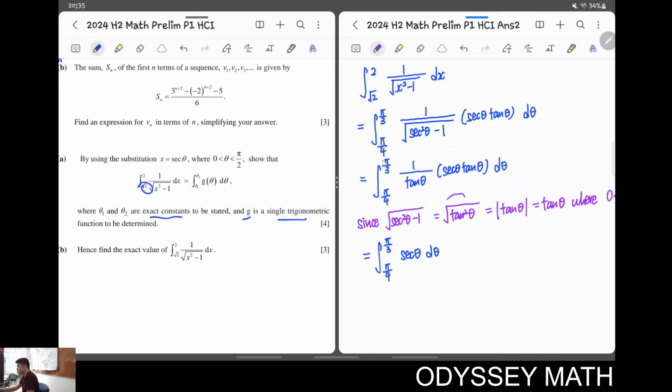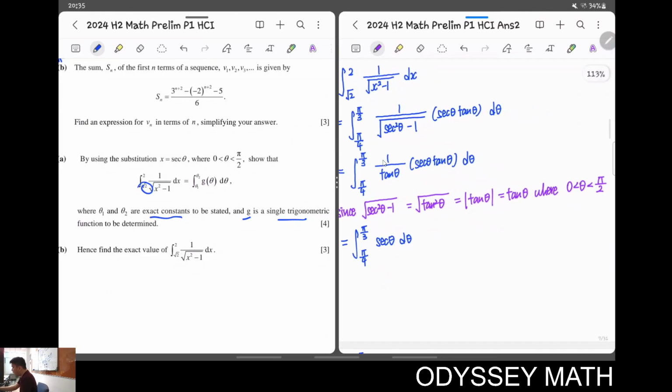Because when you square root something, it has to be at least 0. So you put a modulus here to ensure that. But why we can remove the modulus, by writing it as tangent theta, is because when theta is in this range, your tangent theta is positive. You get it or not? So I can just remove the modulus.